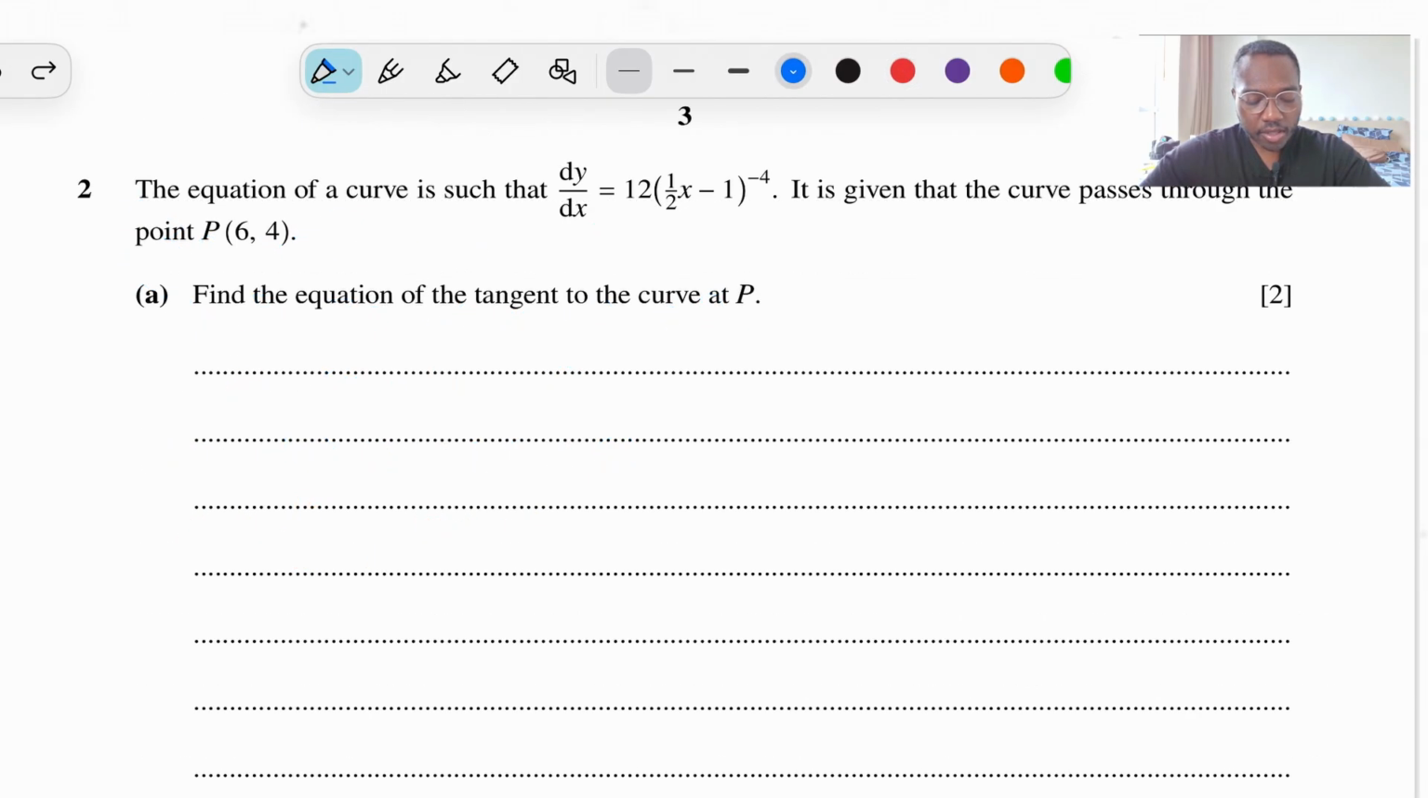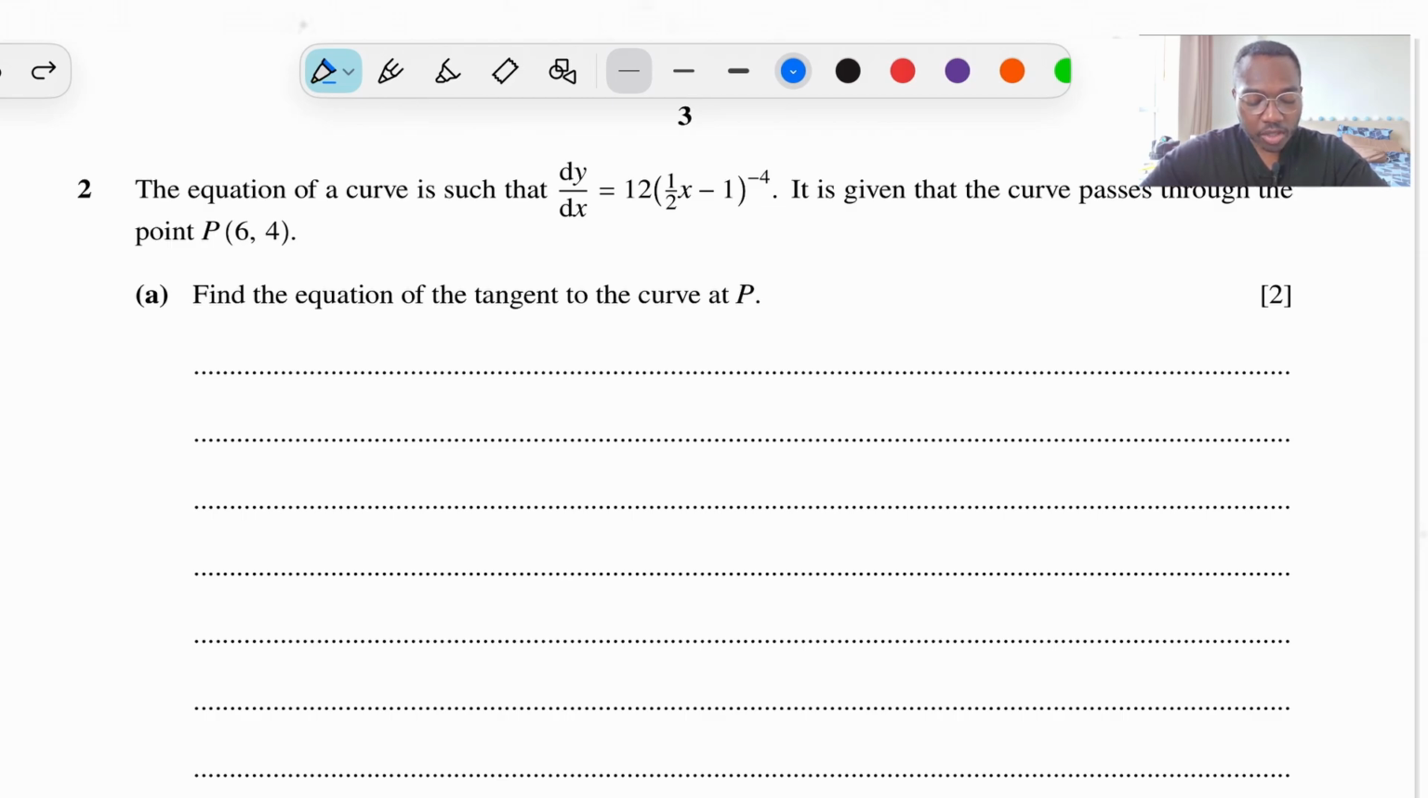So for this one here, we have the equation of the curve. It's just that dy over dx is equal to 12 times 1 over 2x minus 1, and that is all being raised to the power of minus 4. It's given that the curve passes through the point P, which has coordinates of 6, 4. We need to find the equation of the tangent to the curve at P.